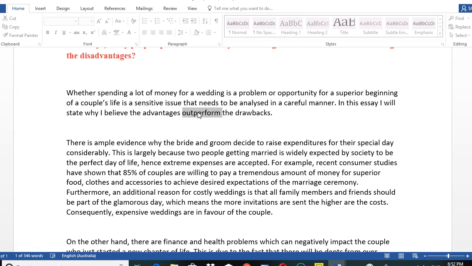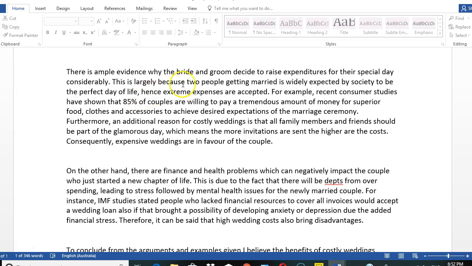But yes, I do like the way you are thinking in a very complex, in a very sophisticated way. I love the way you use vocabulary. There's ample evidence why the bride and groom decide to raise expenditures for their special day considerably. This considerably needs to be moved. There's ample evidence why the bride and groom decide to considerably raise expenditures for the special day.